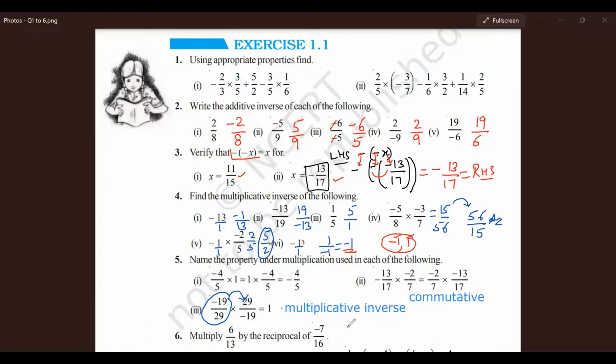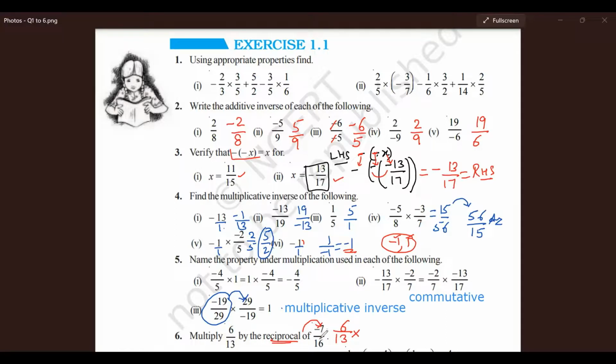Multiply 6 by 13. So what you have to do, you have to multiply 6 by 13. So you have to multiply by what? By the reciprocal of it. See the word reciprocal. So reciprocal of minus 7 by 16. First of all, you will check out.